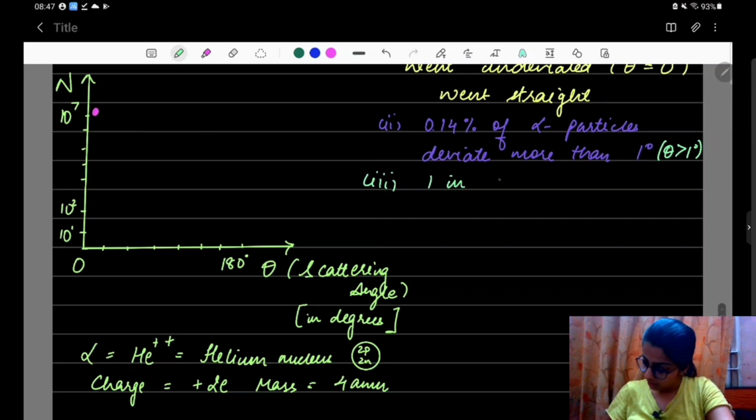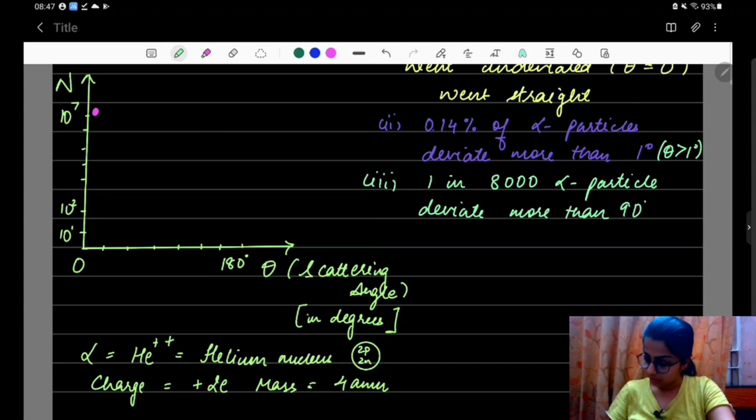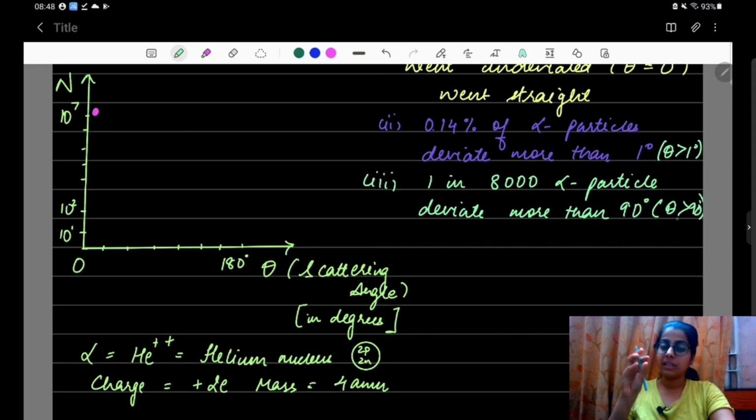1 in 8,000 alpha particles deviate more than 90 degrees. Theta greater than 90. Now there is a very small space where the mass is present. Actually, we are talking about the nucleus. We have already discovered, we know that.